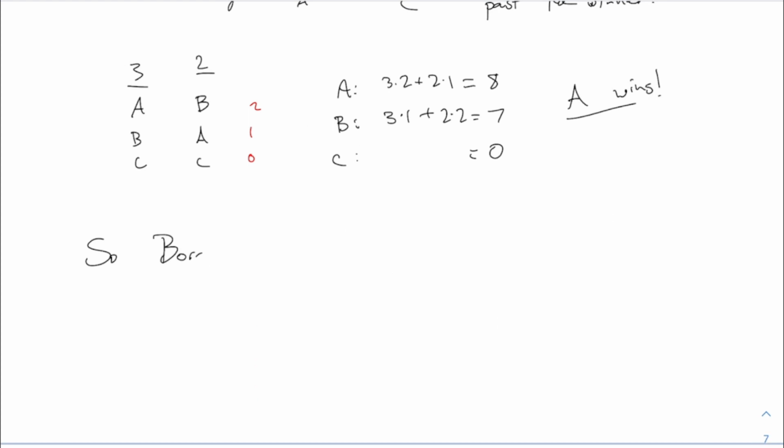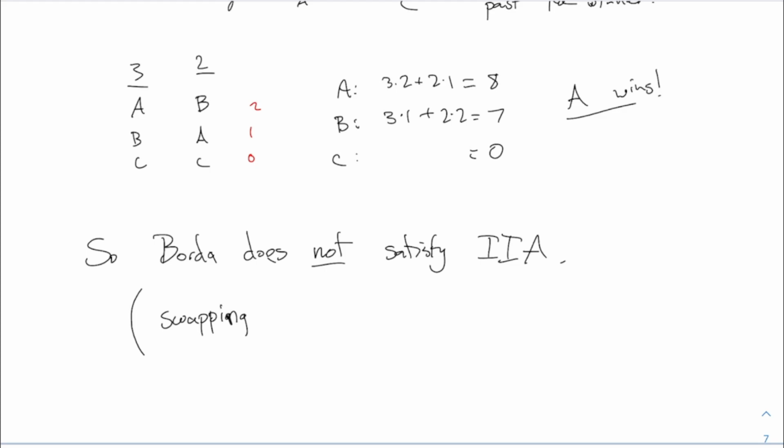So Borda does not satisfy IIA. You can change the losers around. I will say in a very informal way, what that means is that swapping the losers can change the winner. That's what just happened in that election. And this is regarded as generally undesirable, that you can swing the results of who wins by just changing around who's losing, by just interchanging the losers.